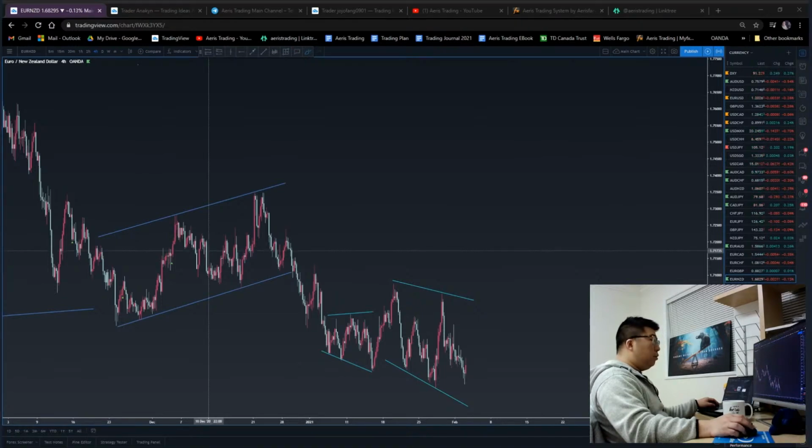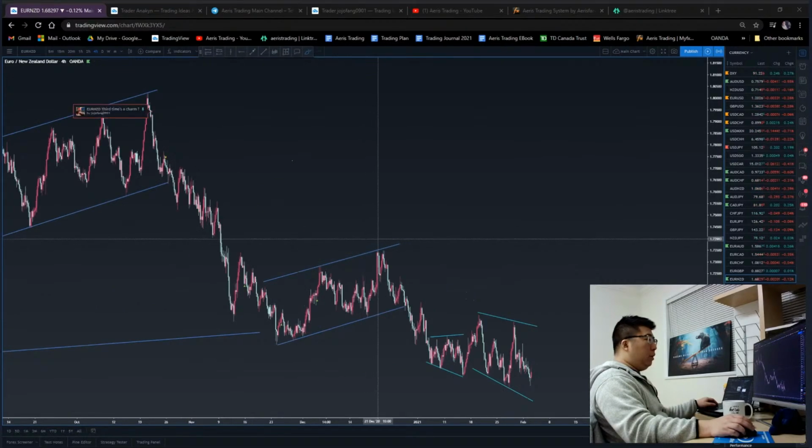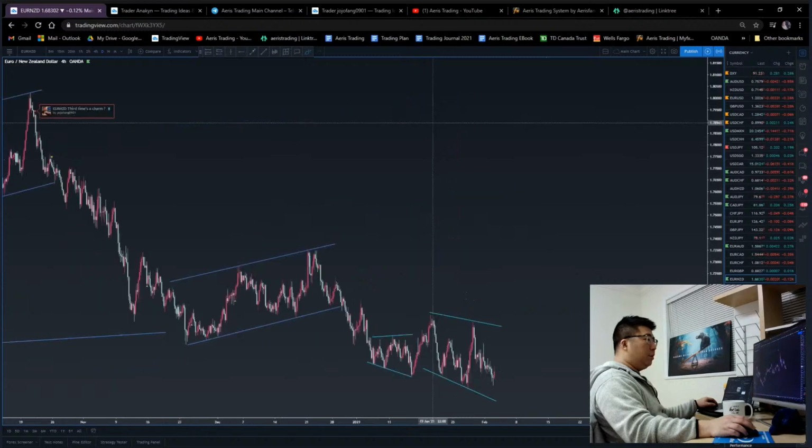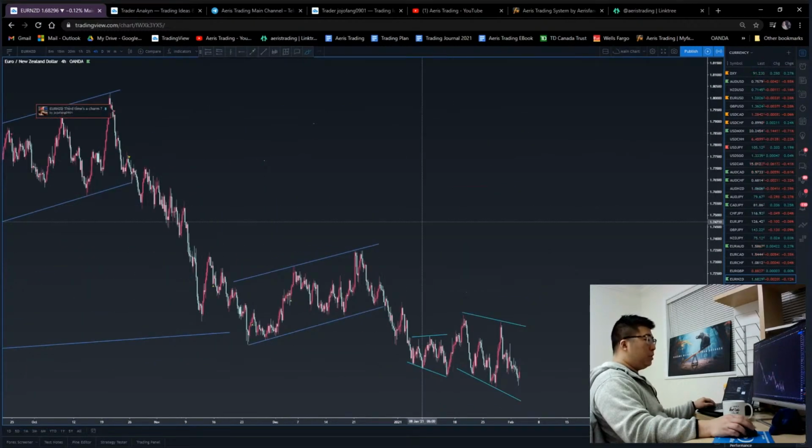So let's continue to Euro Kiwi. Euro Kiwi, sorry, let me find Euro Kiwi. What I see on Euro Kiwi, I think Euro Aussie has slightly better price action. And this is again how I filter out trades if they're the same pair or whatever.